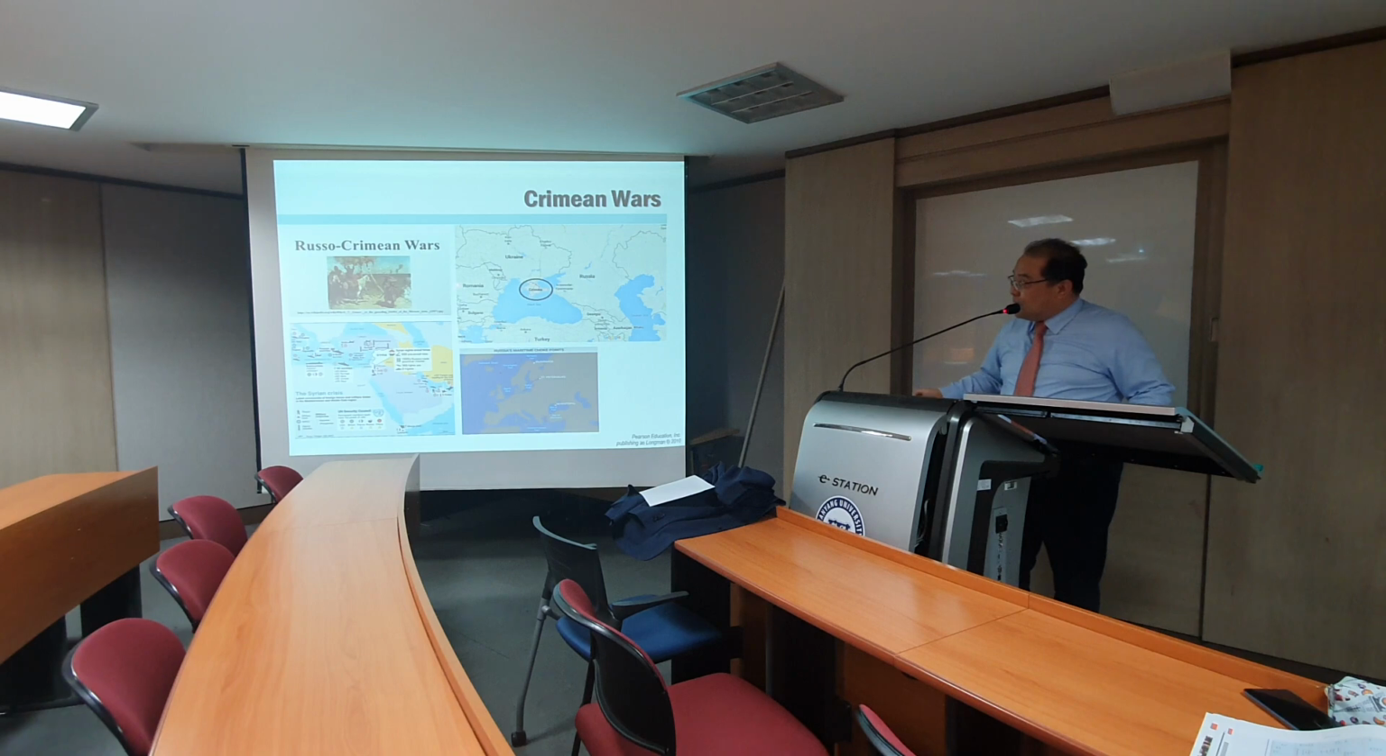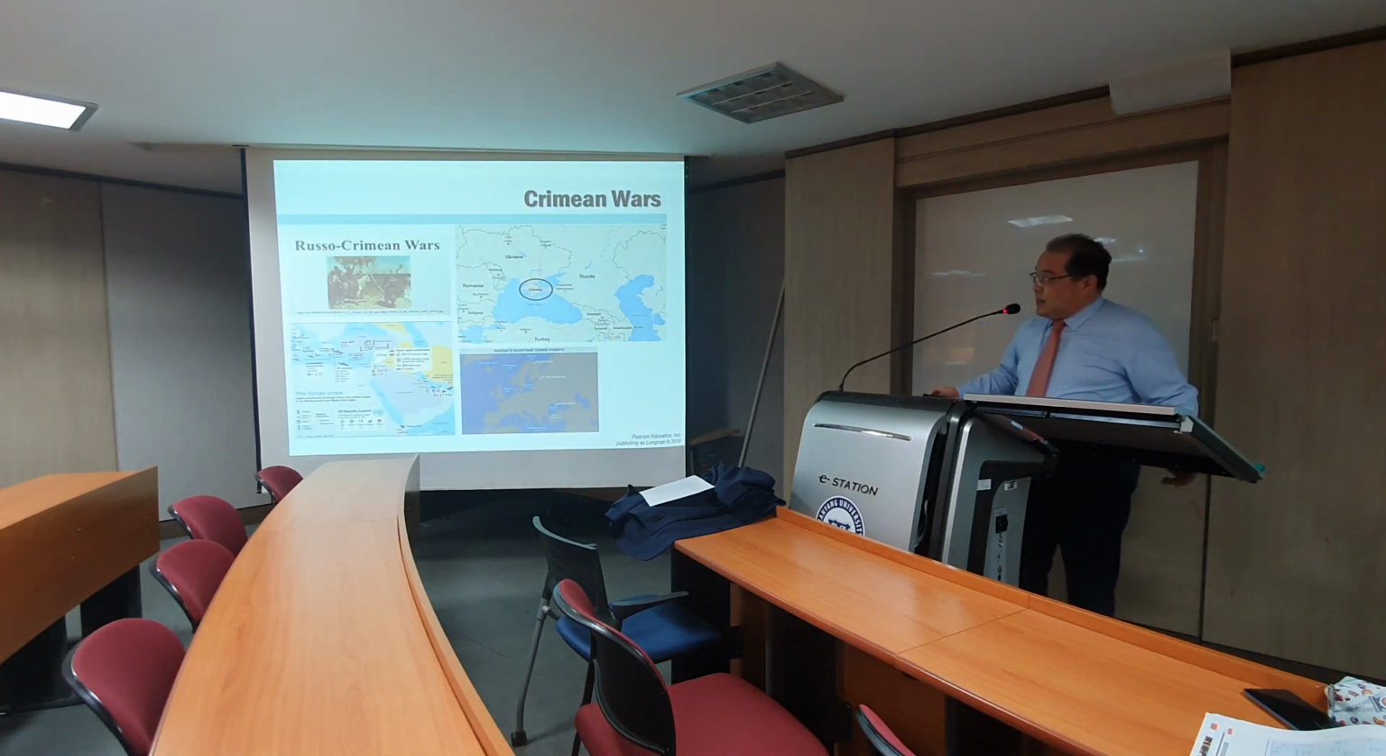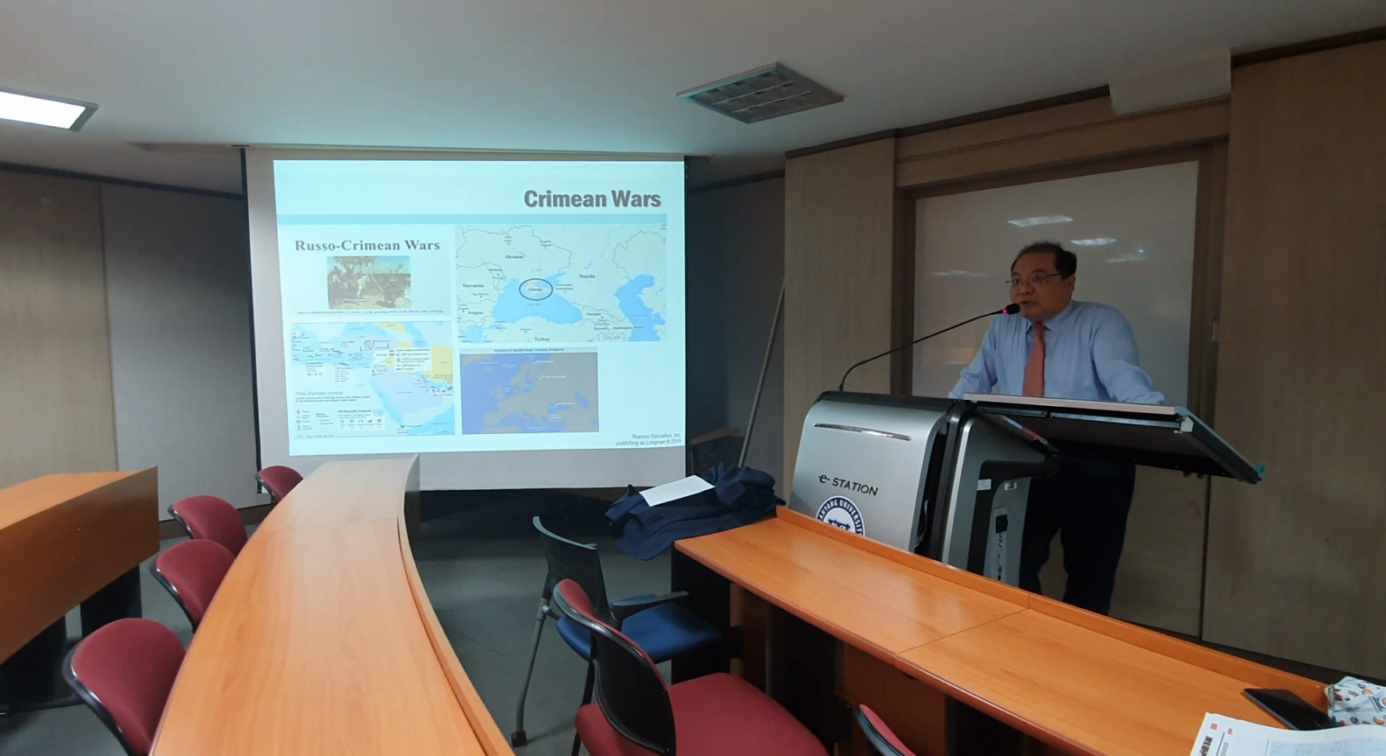Now, the Ottoman Empire asked for help from Western countries. So, the Crimean War, there were 13 different kinds of Crimean wars between the 18th century and 19th century. 13 of them. The two most important ones, 1783. The first Crimean War, 1783.